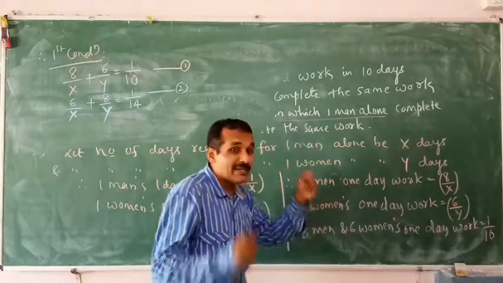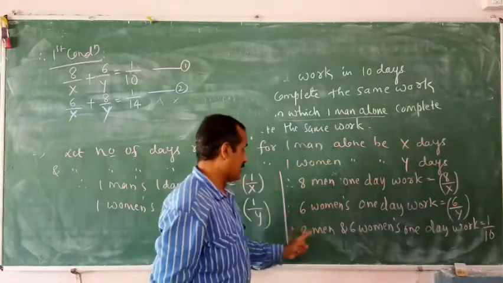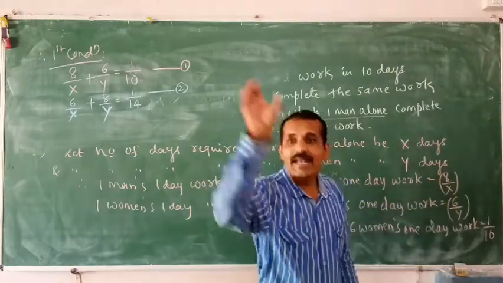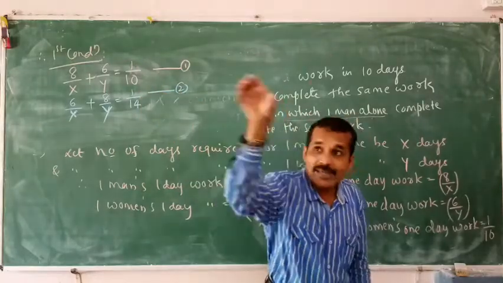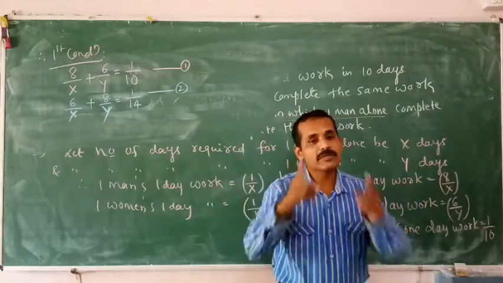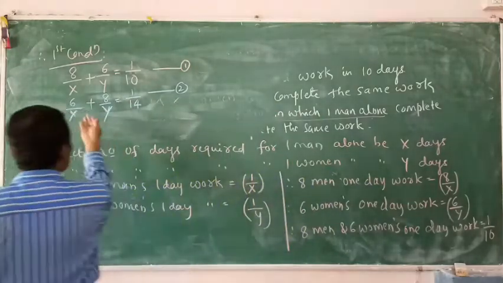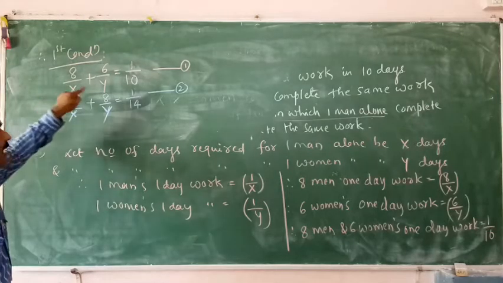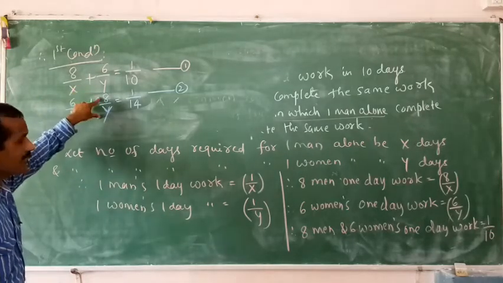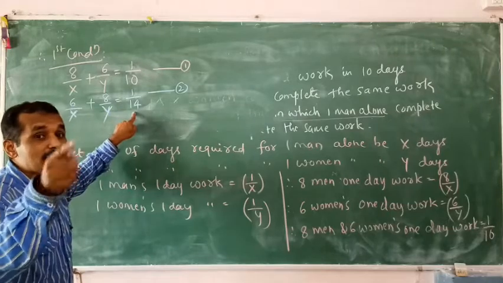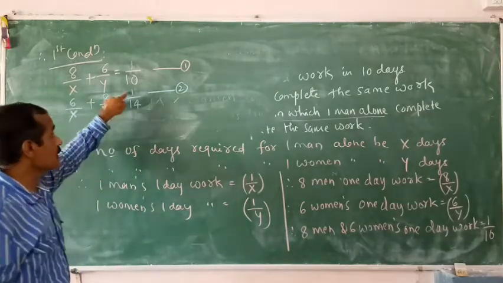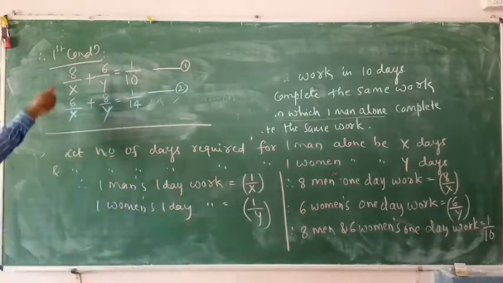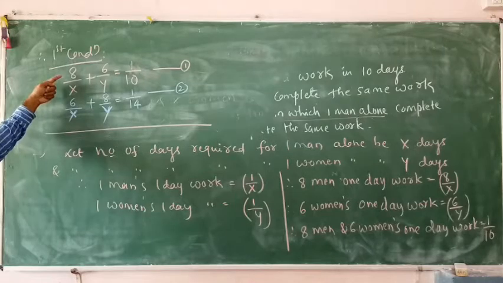But these men and women together can complete in 10 days. That means both together, one day work is equal to 1 by 10. Whenever there is 10 days and we talk about one day, this 10 will come to the denominator. Keep that in mind. Same way, second: 6 men, one day work, 6 by x. 8 women, one day work, 8 by y. Together they complete in 14 days means together their one day work is 1 by 14. Now you can complete the problem.